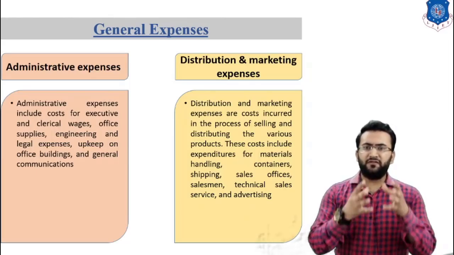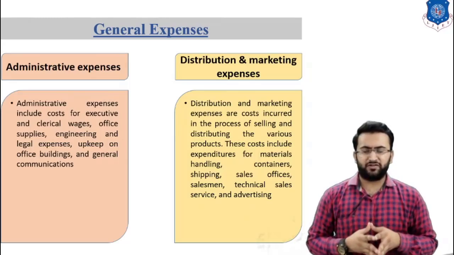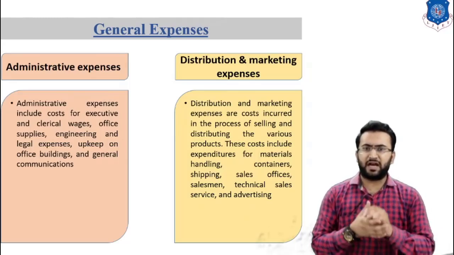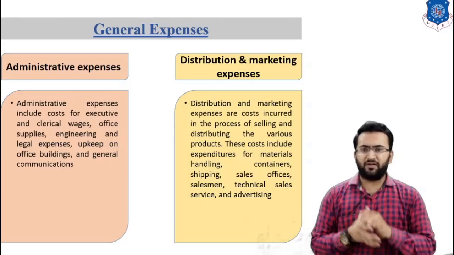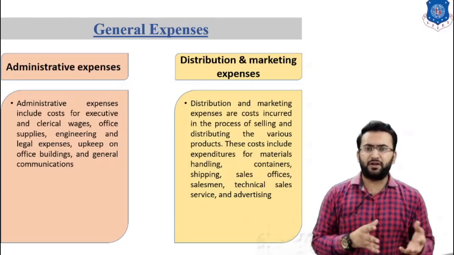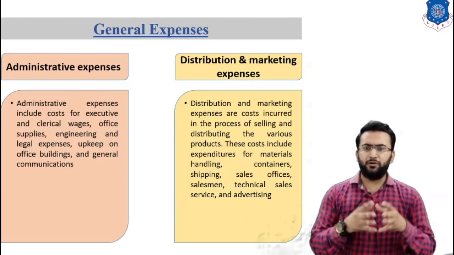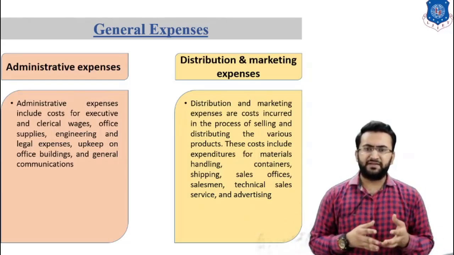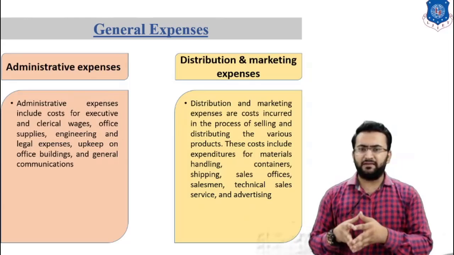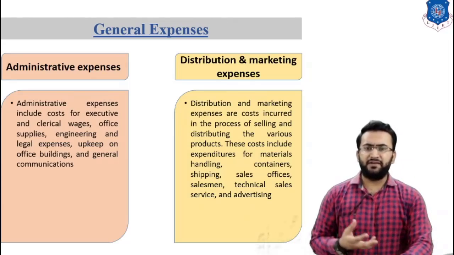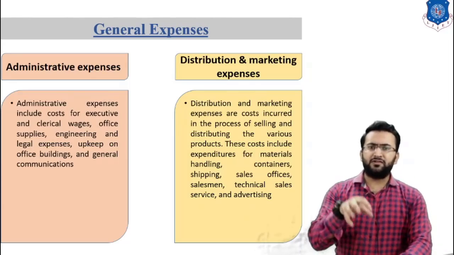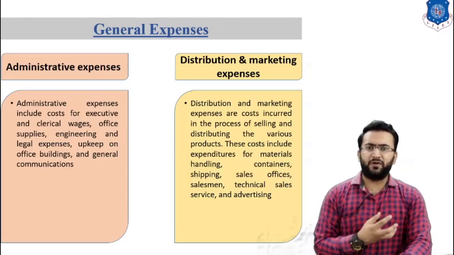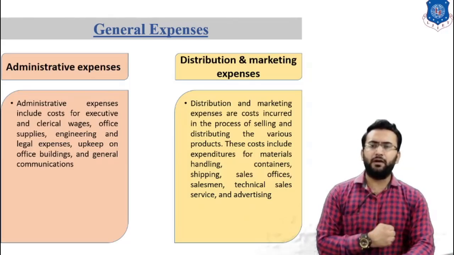So what is the meaning of distribution and marketing cost? Distribution and marketing costs are incurred in the process of selling and distributing the various products. These costs include expenditure for material handling, container, shipping, sales office, salesmen, technical sales, service and advertising. So these costs are mostly considered for the distribution and marketing of the product.